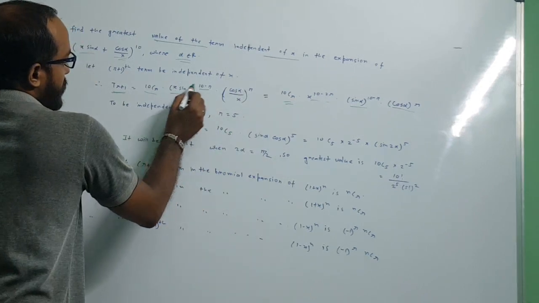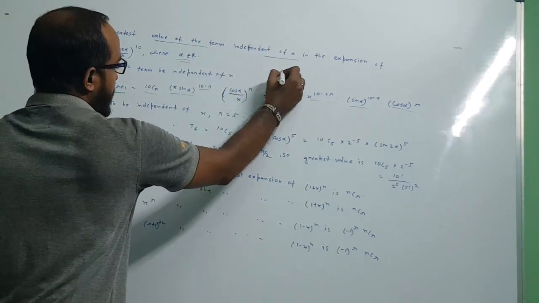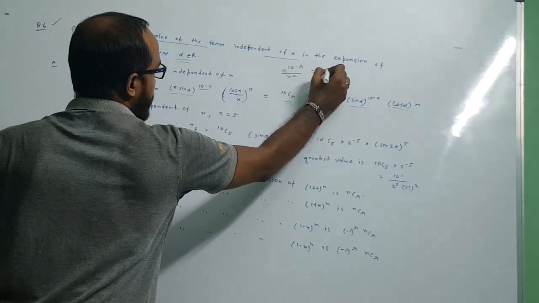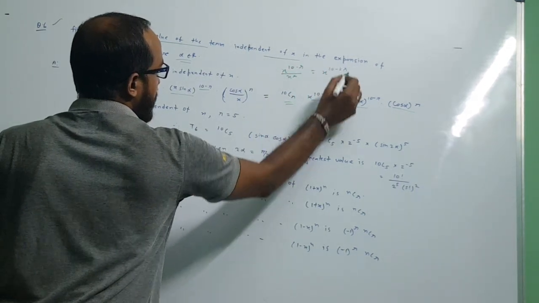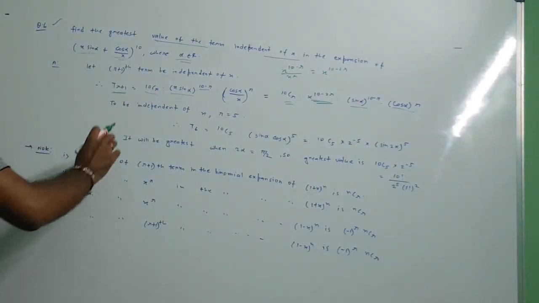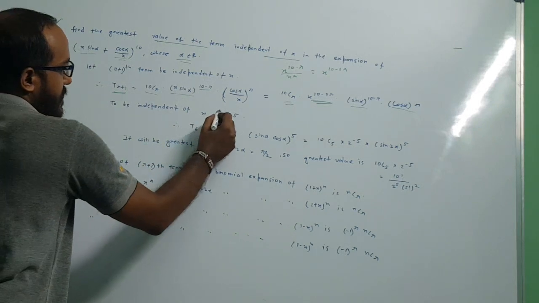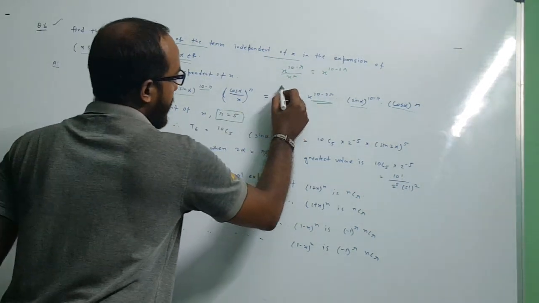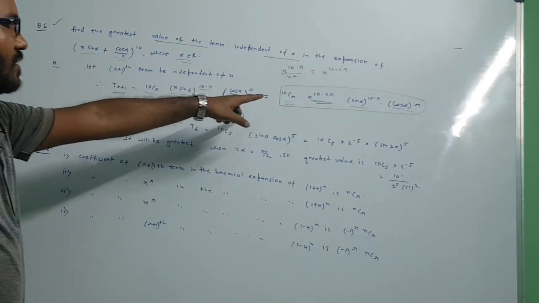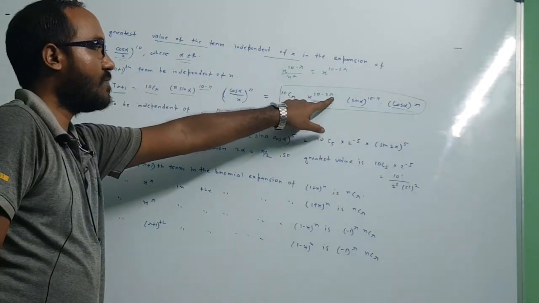So x to the power minus r. So here we have x to the power 10 minus r divided by x to the power r. So that means it would be x to the power 10 minus 2r. This is your term, x to the power 10 minus 2r. In order to be independent, see, if this term has to be independent of x, that means r should be 5.